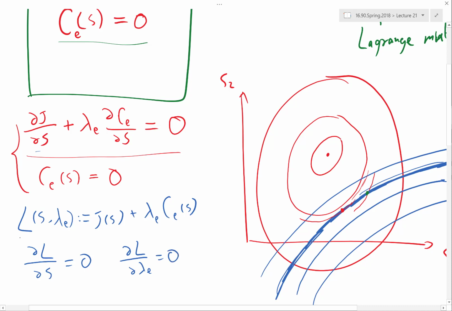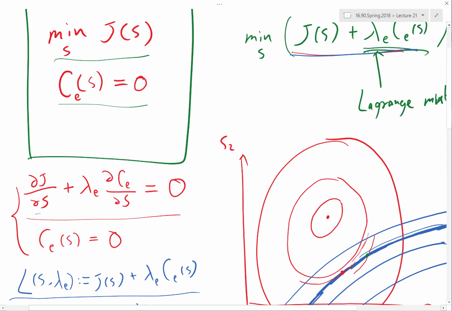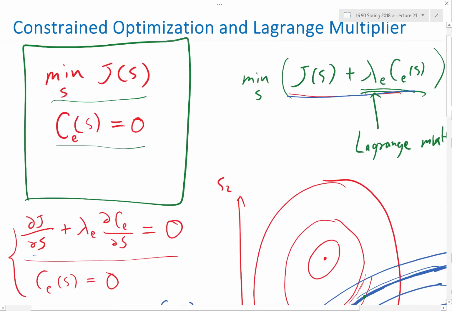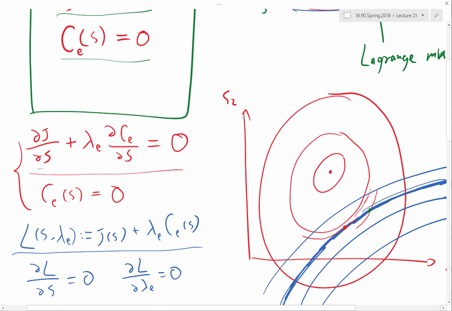So if you just define another thing called the Lagrangian, the optimization problem I originally have is converted into an optimization problem of one more dimension, but the constraint is now gone. So that's the Lagrangian multiplier method of solving this optimization problem.